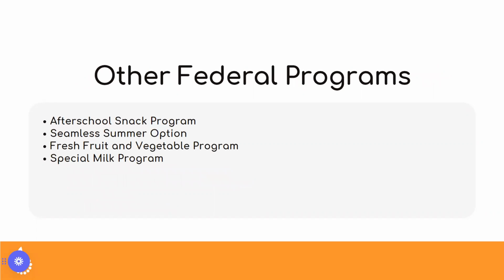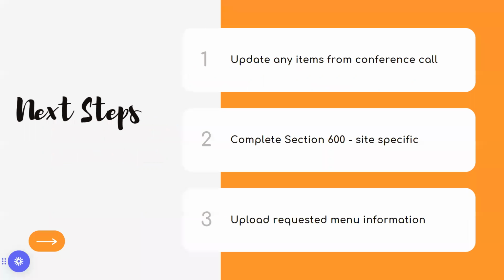And then they're just going to ask you to check if you're running any other federal programs. So those would be the after school snack program, the seamless summer option, the fresh fruit and vegetable program, and the special milk program. And it's just a little checkbox that you check if you are offering those programs.